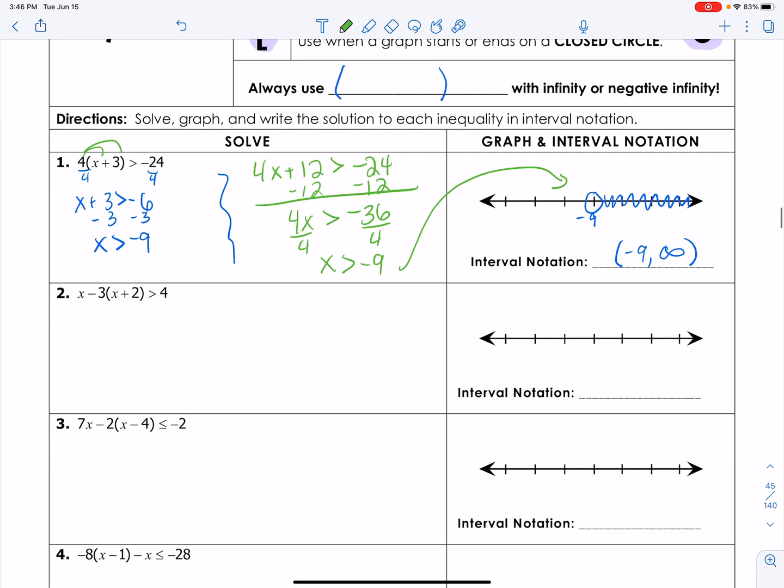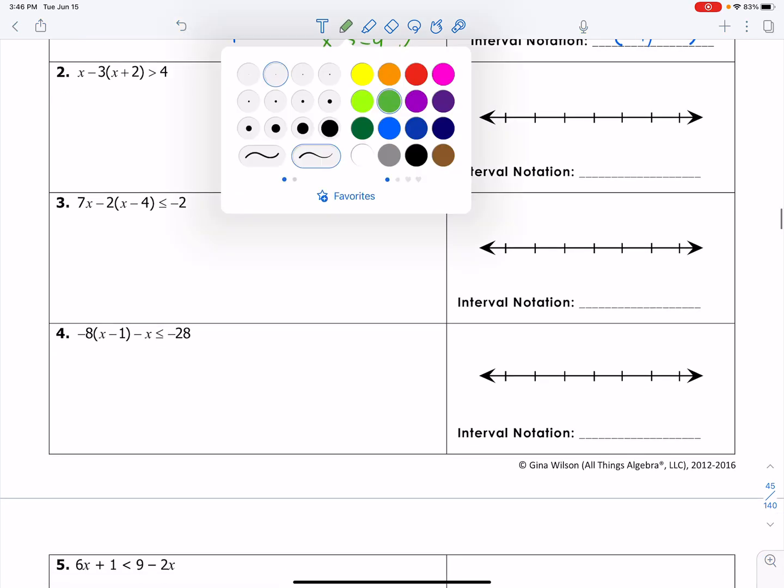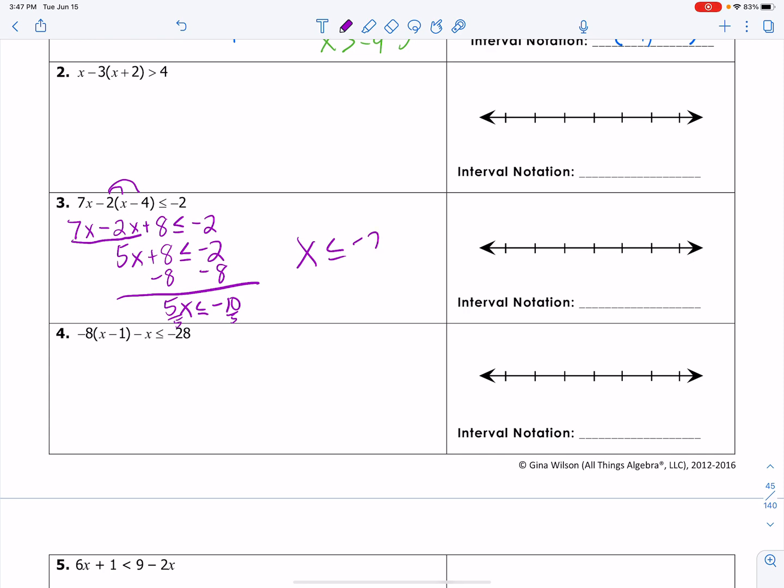Okay, we're going to jump to example 3. So on example 3, you do have to multiply first because there's an x on the outside. So you'd have 7x minus 2x plus 8 is less than or equal to a negative 2. These are like terms. So 5x plus 8 is less than or equal to a negative 2. And then I'm going to minus 8 from both sides. And I get 5x is less than or equal to a negative 10. And then I'm going to divide by 5, and x is less than or equal to a negative 2.